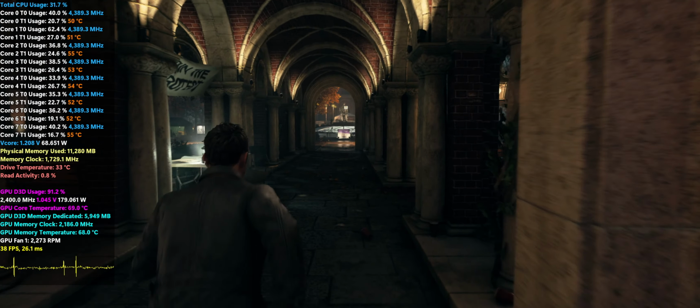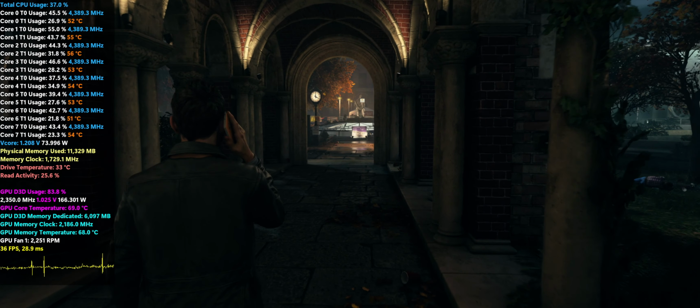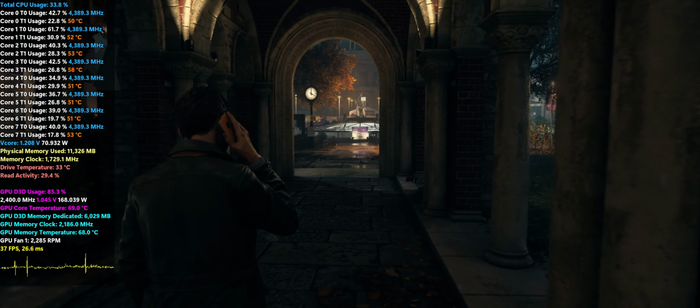So I could turn a few settings down, try to improve the frame rate, but that wouldn't make the point I'm trying to make. Just got to the campus.